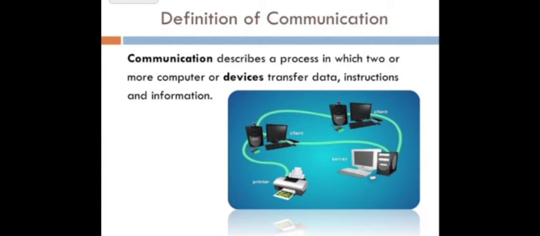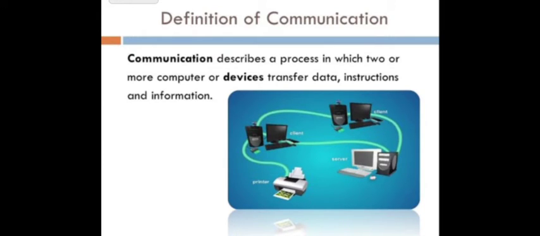As you know, communication describes a process in which two or more computers or devices transfer data, instructions and information. So it is actually an exchange of data between two devices. For computer communication to occur, the computer must be a part of a communication system that is made up of a combination of hardware and software. As you know, when we deal with computers, we work with hardware and software. So the communication process also includes hardware and software of the computer.